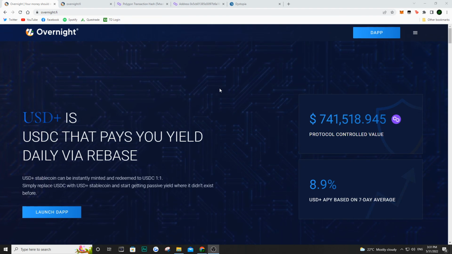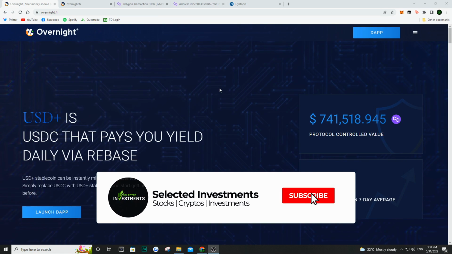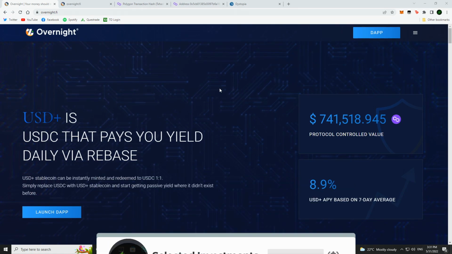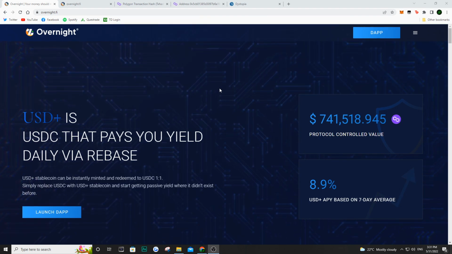I'm still battling COVID, but it doesn't matter because today we're talking about USD Plus and how I am generating about 10% APY on the money I have invested in this protocol.